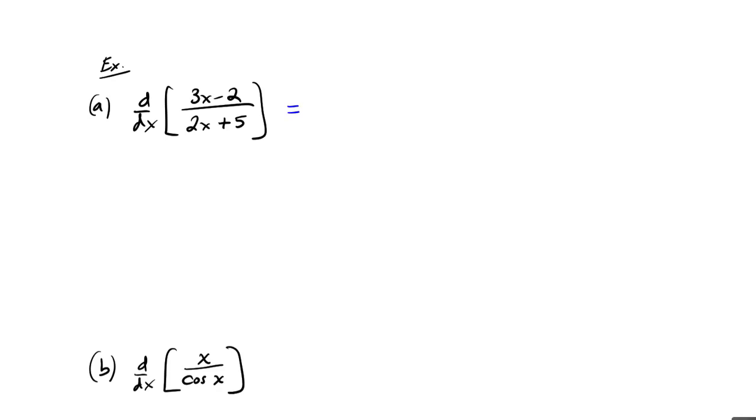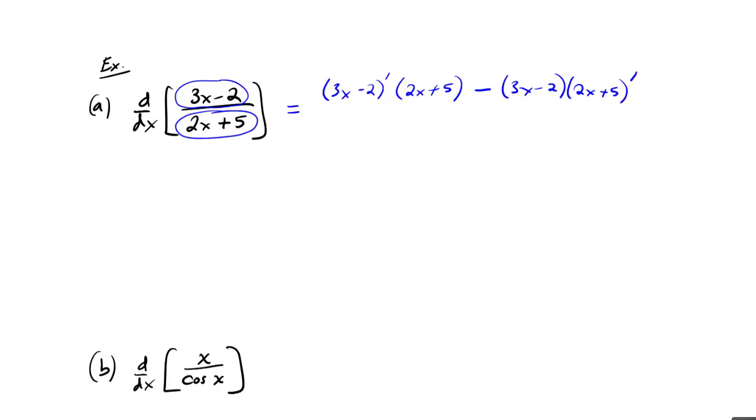So here we go. Here is the top, 3x minus 2. Here is the bottom, 2x plus 5. If I want the derivative of this quotient, I'd say, and again, I'm going to do it in long form here, showing each step, and I may in the future start skipping some. Derivative of the top times the bottom as it is minus the top as it is times the derivative of the bottom, all over the bottom squared. Okay, we're not going to leave it like that. We've got to go further.